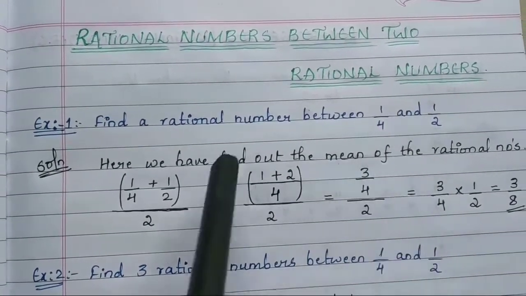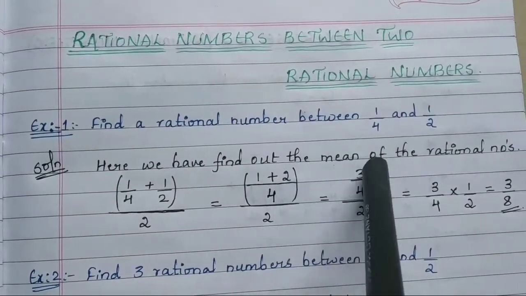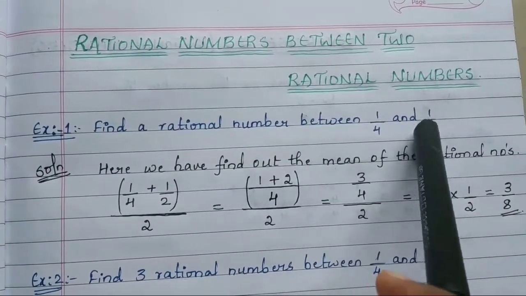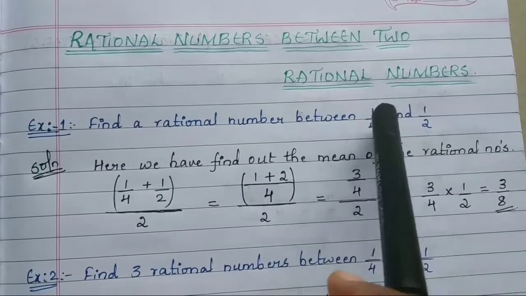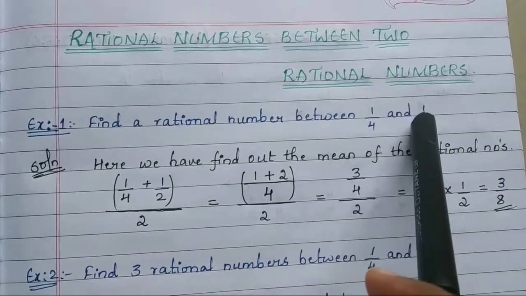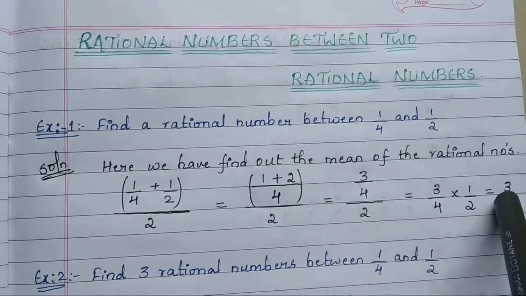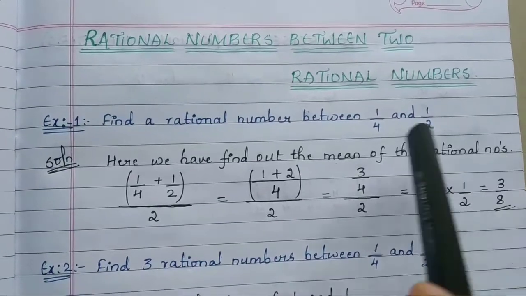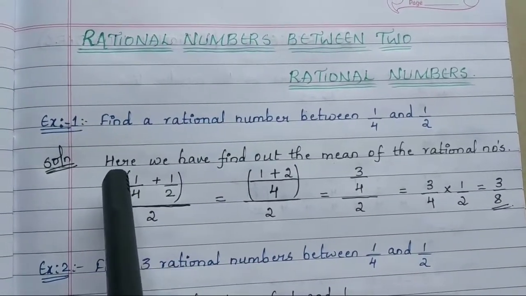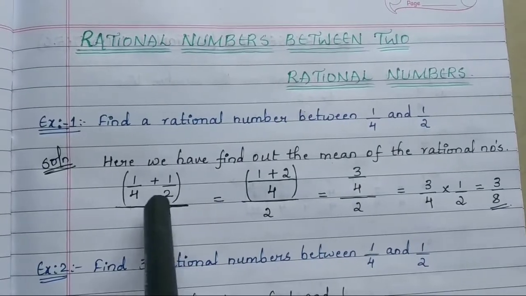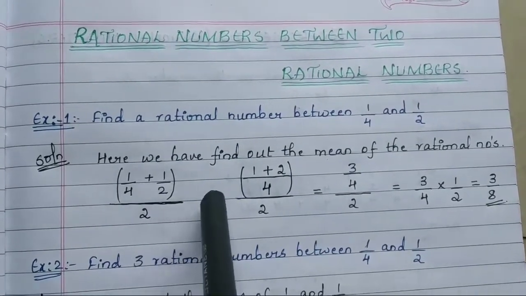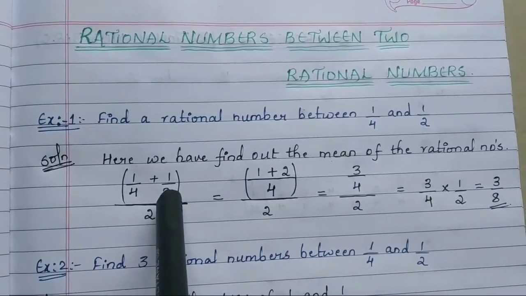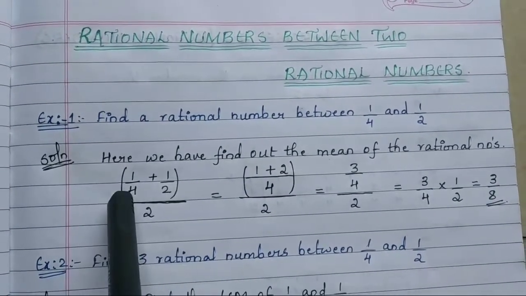So what can we do? You all have heard about finding the mean. How to find the mean? That is the average, the middle term of the two numbers. We have to add these two numbers and divide by 2 so that we will get the answer. So we have to find the mean of the rational numbers. These are two rational numbers, 1 by 4 plus 1 by 2, and we divide by 2. As the denominators are different, we cannot add them directly. So we need the LCM here.